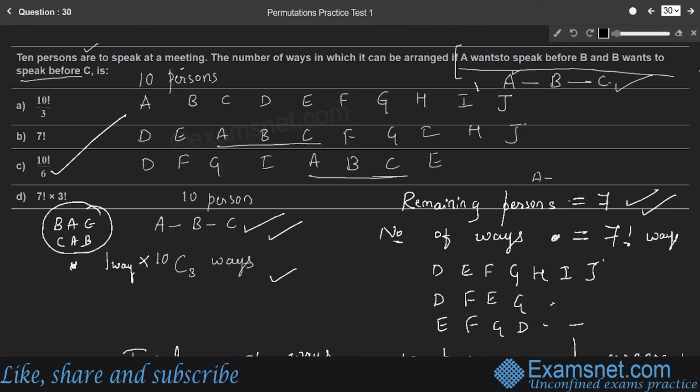And the condition is the position of A should be before B and B should be before C. A wants to speak before B and B wants to speak before C. Hence, option C is the right answer.